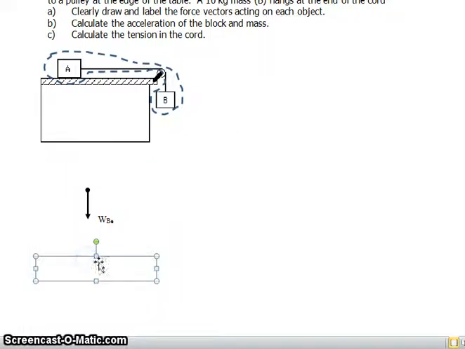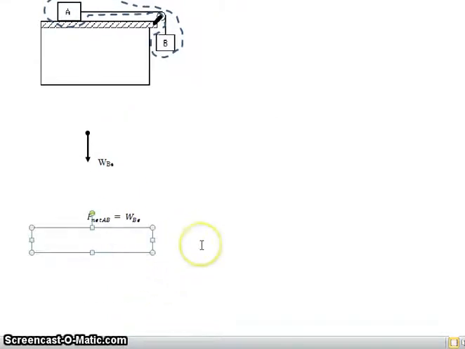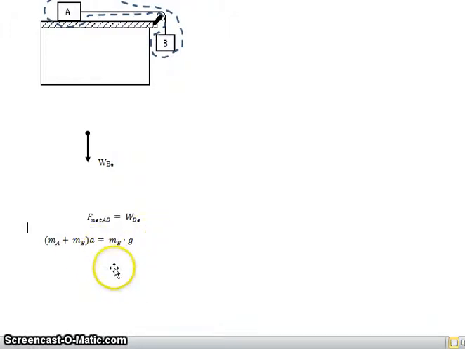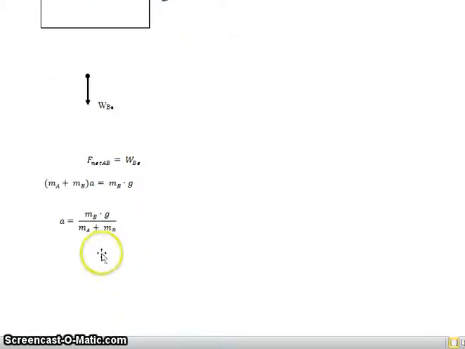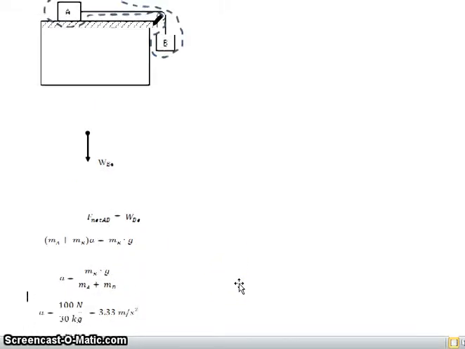Okay, then what I can do is write a net force equation for my free body. This should be a pretty easy one. And that would be that F net on the whole system, I'm going to call AB, is equal to the weight of B. Plug in what F net is. That's going to be the sum MA plus MB times acceleration equals the weight of B. Rearrange it, solve for acceleration. We get the weight of B divided by the sum inertia, and I get 3.33 meters per second squared, just like I got for the other way of doing it.